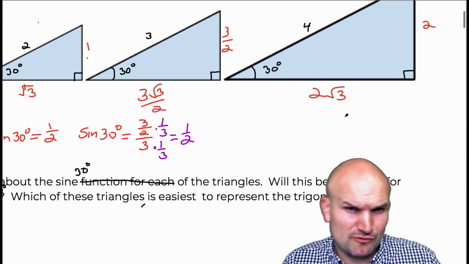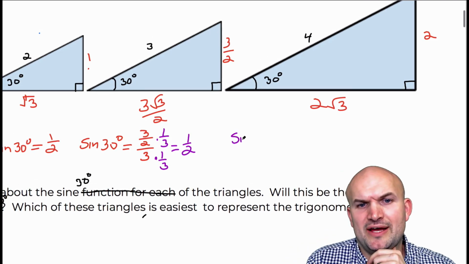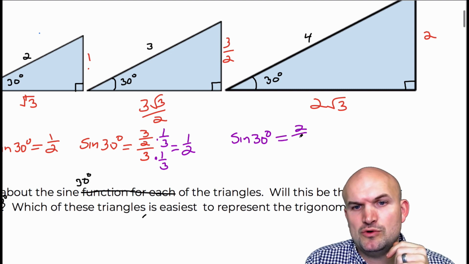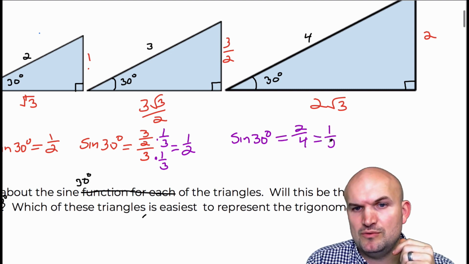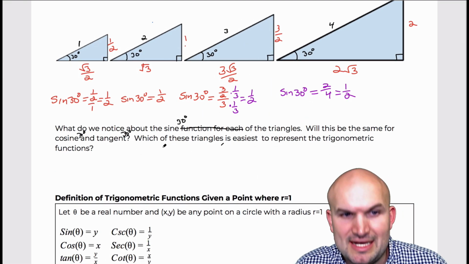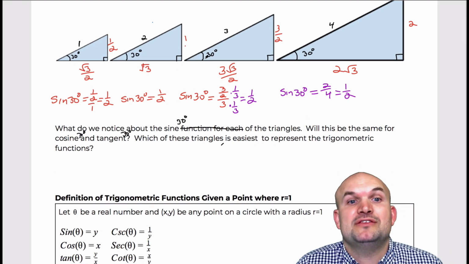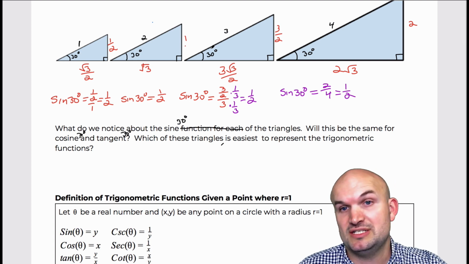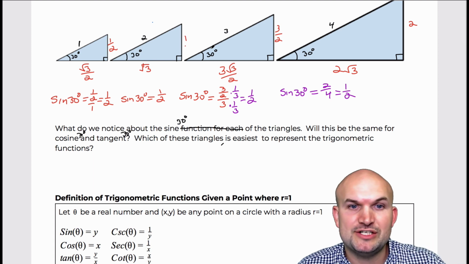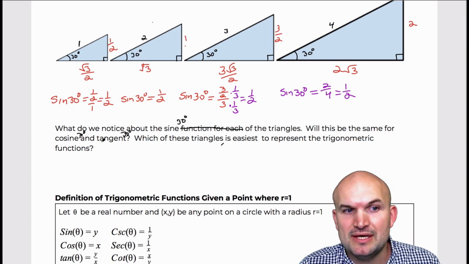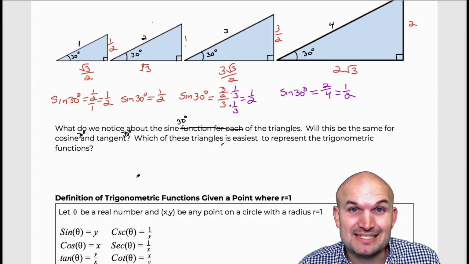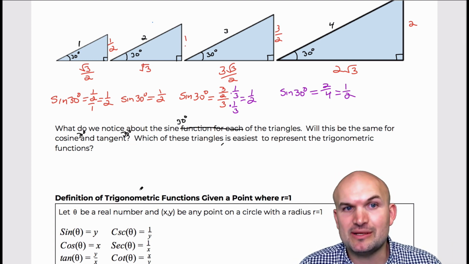And then last but not least, hopefully you're catching a little trend here. We have the sine of 30 degrees, and that's equal to 2 over 4, which simplifies to 1/2. What I want you to recognize here is that it doesn't matter the size of the 30, 60, 90 triangle, because all of these triangles are similar. That means the ratio of their sides is the same. So when I ask whether that's going to be the same for cosine of 30 and tangent of 30, yes, because they're similar triangles, and that's very important.